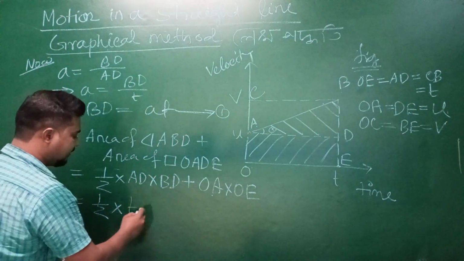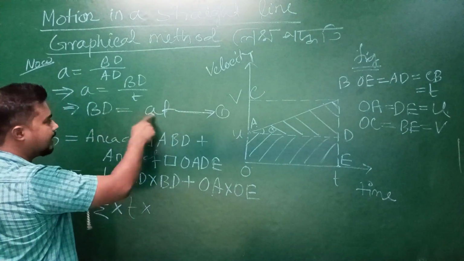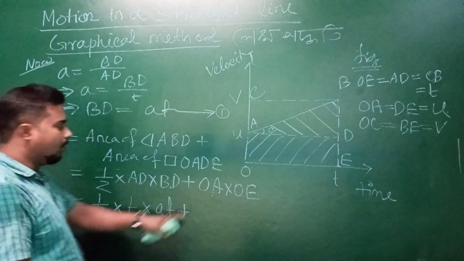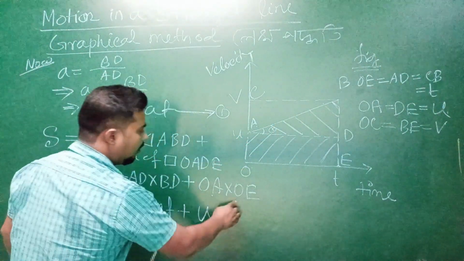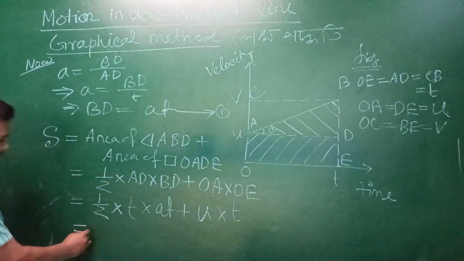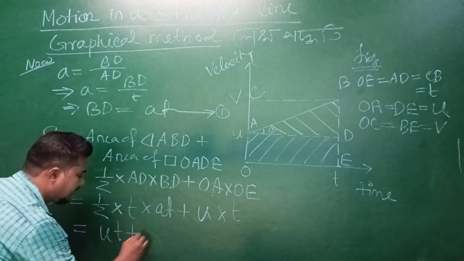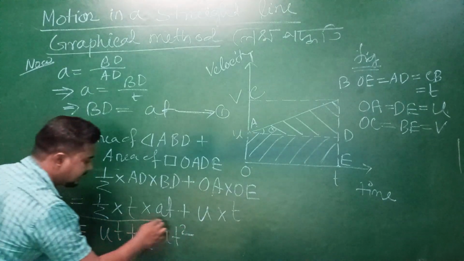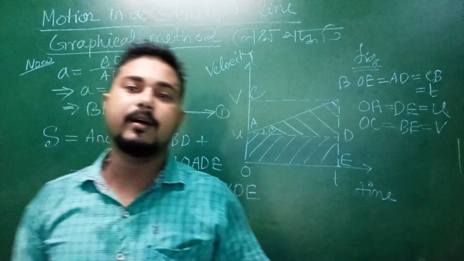we can write T, into BD. We have got from equation 1, BD is equal to A into T, plus OA, we can write U, and OE, we can write T. Okay, if we simplify the term, then we will get it is equal to UT plus half of AT square. So we have got S is equal to UT plus half of AT square. It is the second equation of the linear motion.